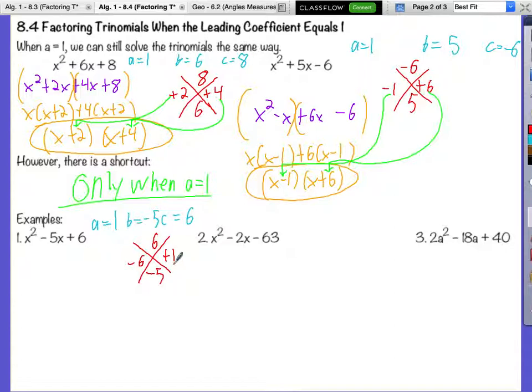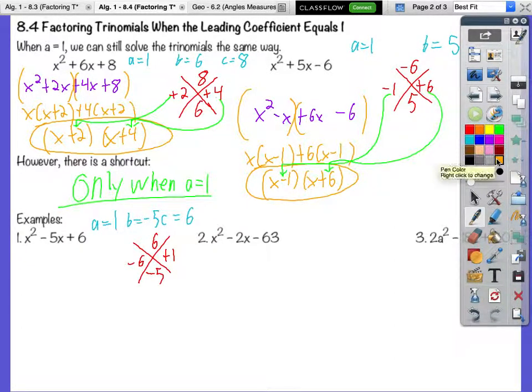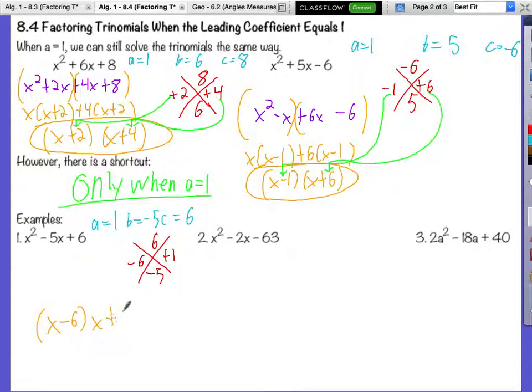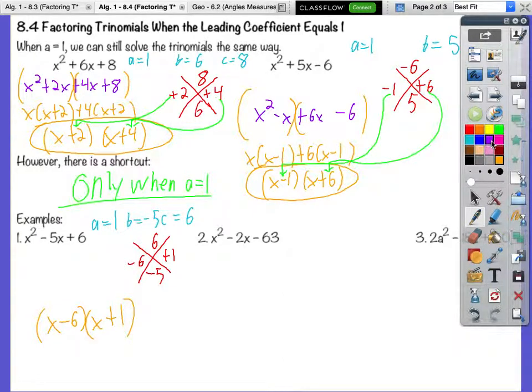Now, since A is 1, what should we know our answer should be? X minus 6 times X plus 1. That should be our answer. Let's test this. Let me do it the long way really quickly here. I'll speed mode this one, and let's see if it ends up being the same. Just watch as I speed mode this one and see if this ends up being our answer if we go the long way.